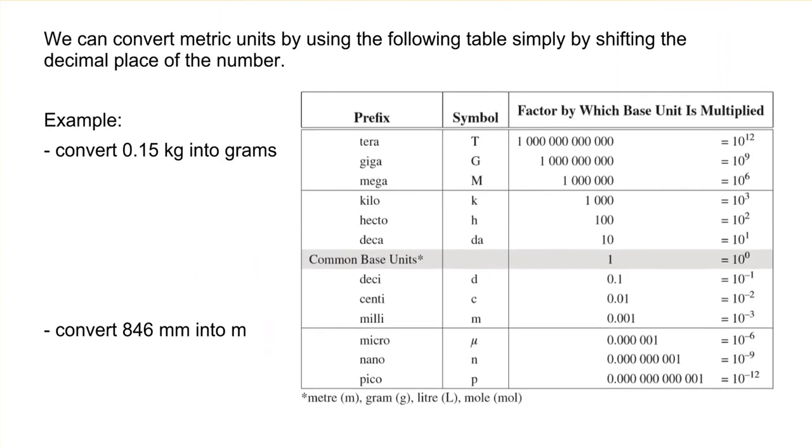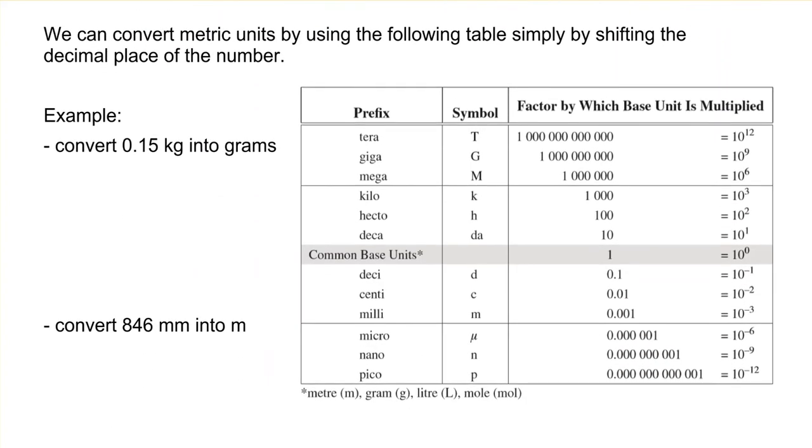Okay, let's move on. We can convert metric units by using the following table, simply by shifting the decimal place of the number. Here's our table for the metric system, and this can be found in your data booklet. It's got the prefix in front of whatever the common base unit is. Common base units are typically meters, grams, liters, moles, but they could be other metric units. There's candelas, for how bright something is. But mostly we're going to use meters, grams, liters, and moles.